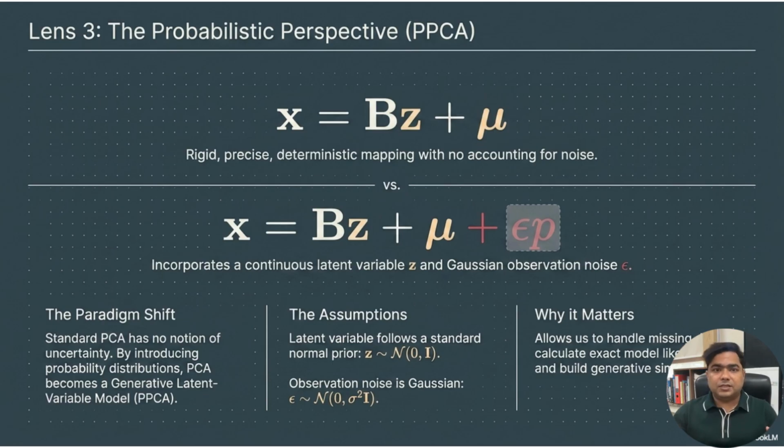Probabilistic PCA adds a noise term. The second formula can be read like this: x equals bz plus mu plus epsilon. Here, epsilon represents Gaussian observation noise. This changes PCA into a generative latent variable model.